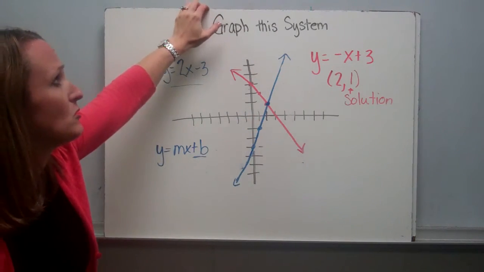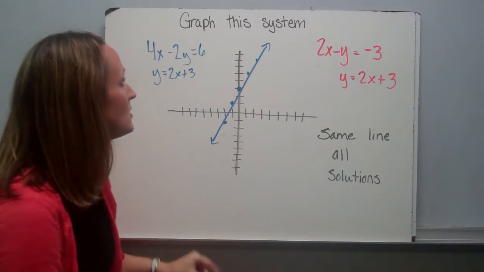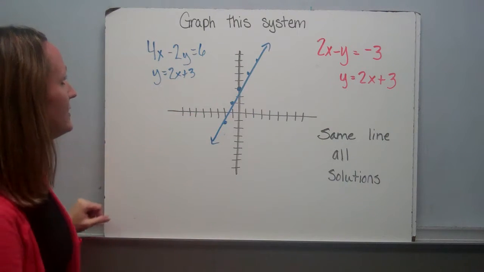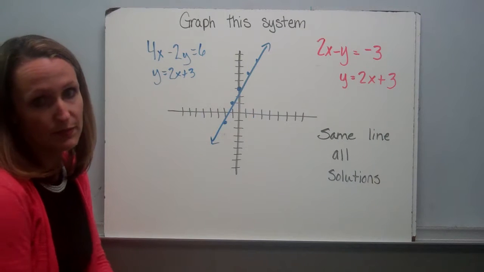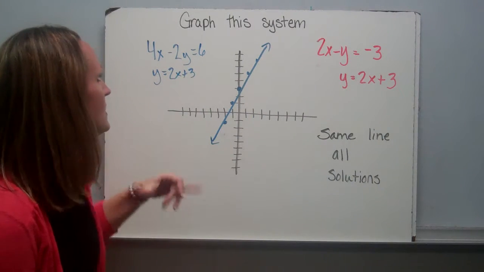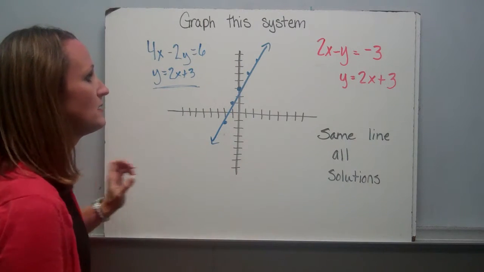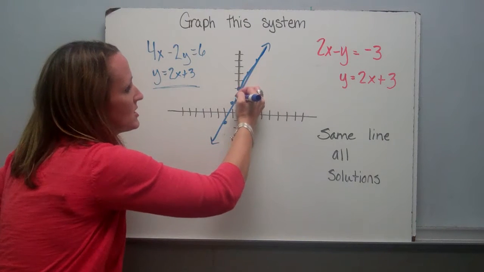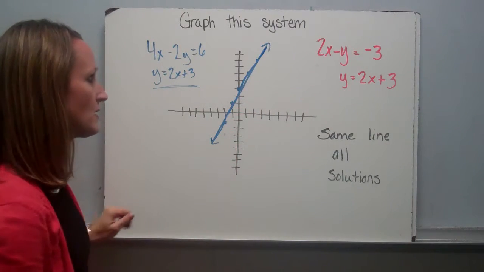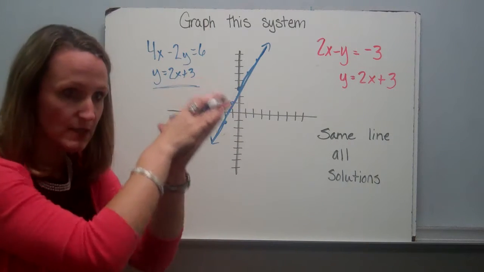Okay, so let's look at what happens if they don't cross. Let's look at this system. Here's my line. Both of these were not in y equals mx plus b form, so you have to convert them. But you know how to do that, just transform them. Look what happens when we transform them. One of them was 2x plus 3, so was the other one. That means both of them are going to come out just like this. That means they're the same line. They're going to lie right on top of each other, like this.